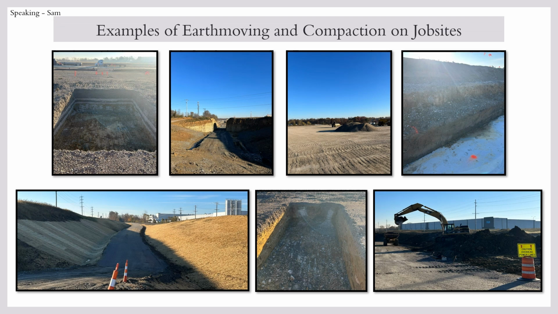Here are examples of earth moving and compaction on the job site we went to in Florence, Kentucky. In the middle, on the bottom, you can see where the ag piers were added into where the soil was already compacted. And on the bottom right, you can see where the excavator is loading into the dump truck to be hauled to a different place on the job site.